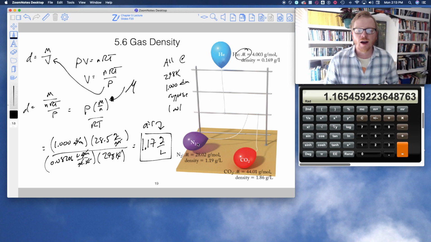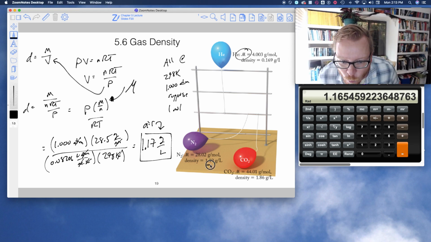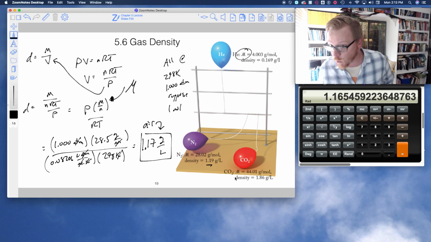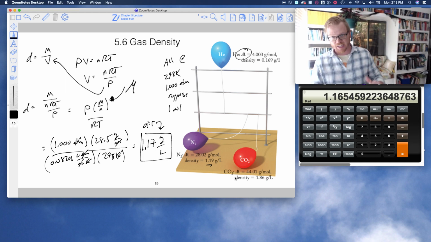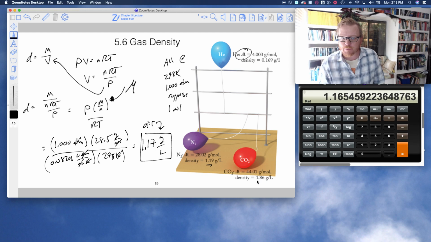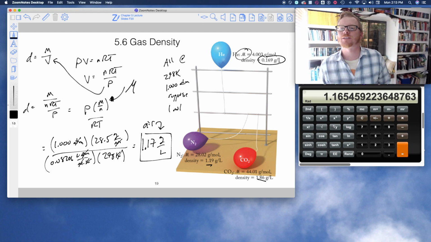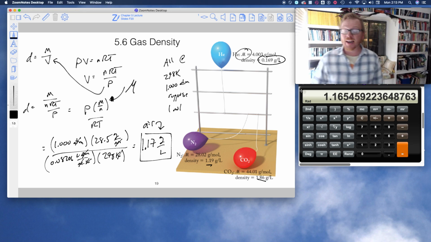Well, check it out. A balloon of just pure nitrogen is 1.19. So as small as that difference is, a balloon of just pure nitrogen will sink. A balloon containing pure carbon dioxide, that's 1.86 grams per liter. That will definitely sink. But look, helium is almost 10 times less dense than air.